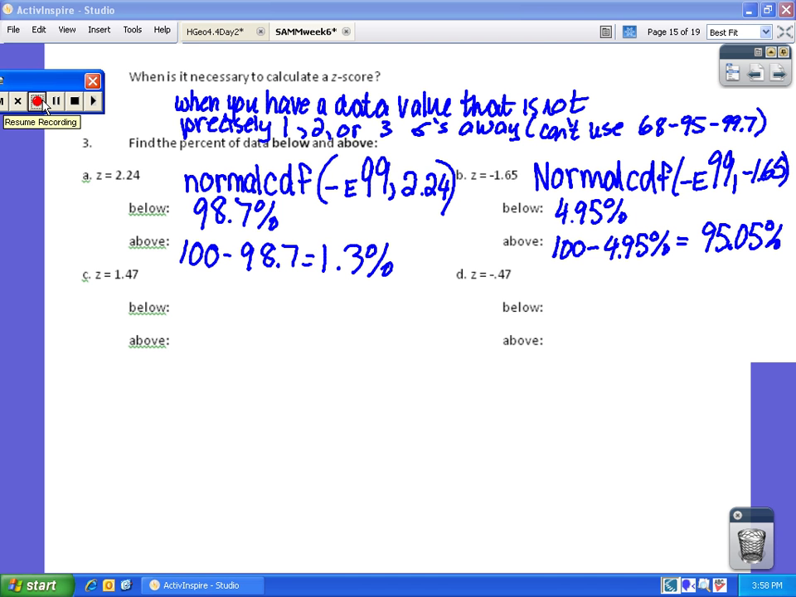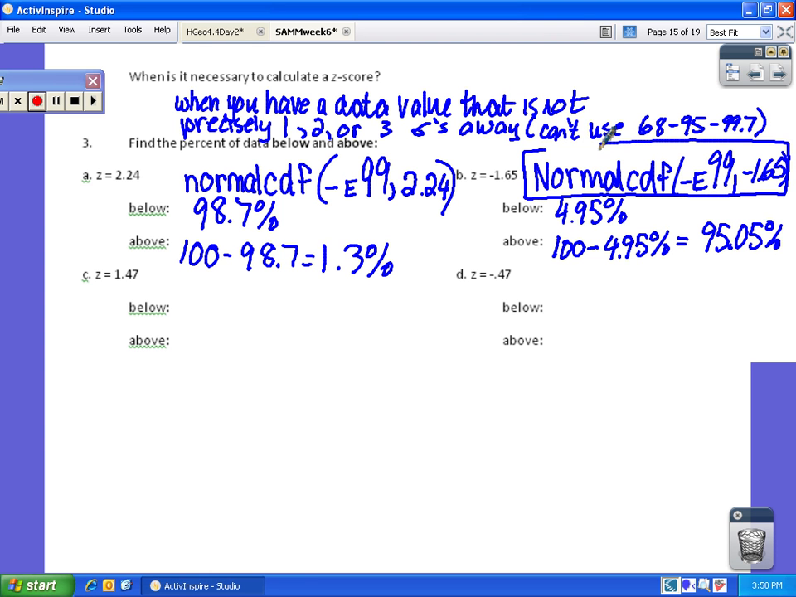Part B, I typed in 2nd, VARS, 2, negative, 2nd comma, 99, comma, negative 1.65, end parentheses, and I got 4.95%. To find the percent above, I subtracted that from 100 and got 95.05%. If you're not getting the same answer as me, make sure you typed in the calculator exactly what I typed in.